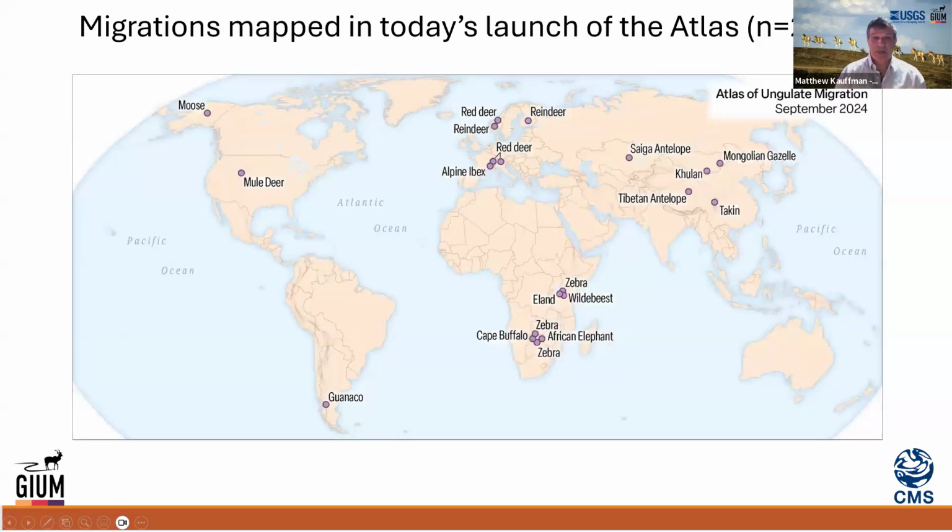So this is a map of the migrations that we're announcing today. We're just scratching the surface of all the migrations that are out there, but this is a great first start.